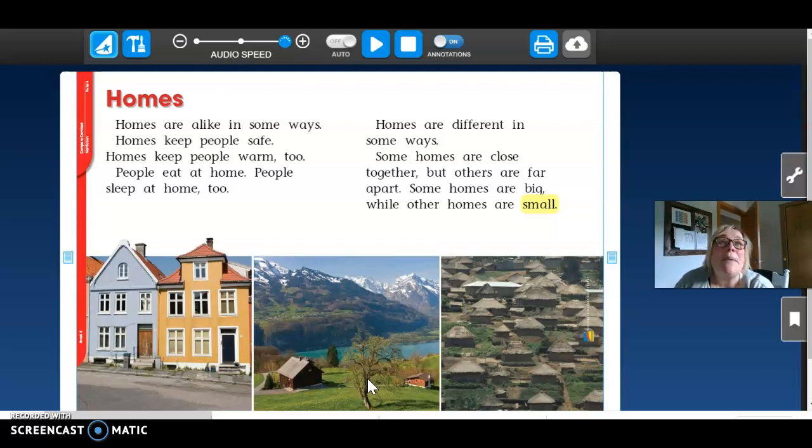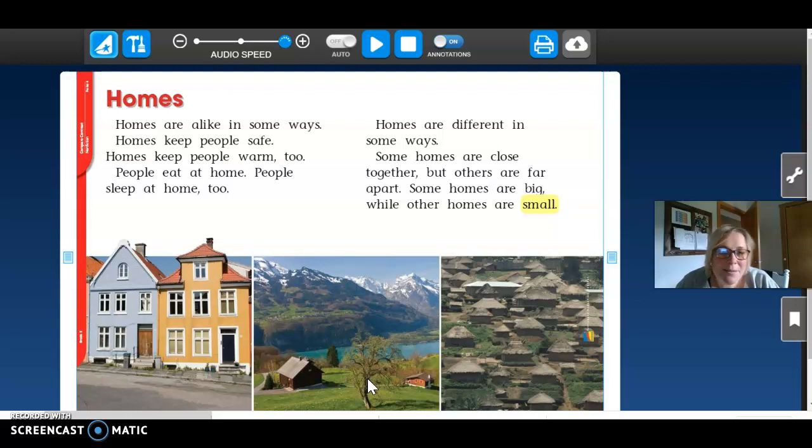Some can be big homes, some can be small. Homes can be close together, homes can be spread out. Homes can be in town, homes can be in the country. Homes can be an apartment, homes can be a house, right? So there are lots of different kinds of homes and ways homes can be different.